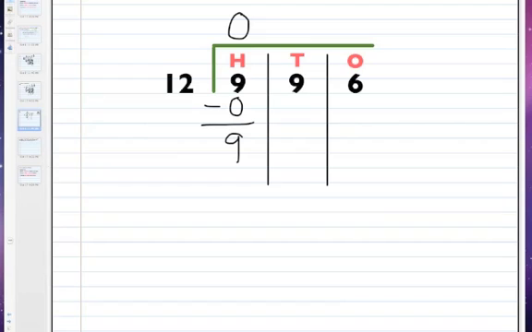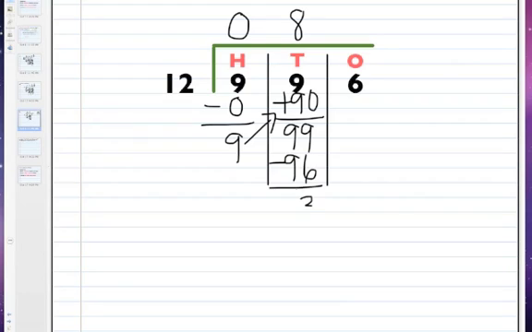As I move into the tens column, I need to exchange my 9 hundreds for tens. 9 hundreds is worth 90 tens. Add that to the tens I already had, and now I have 99 tens. When I share the 99 tens among 12 groups, each group will receive 8 tens. In total then, I'm handing out 96 of my 99 tens, which means I have 3 remaining.